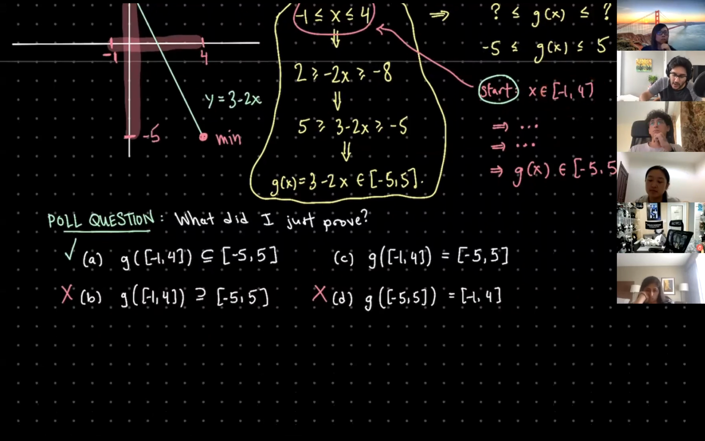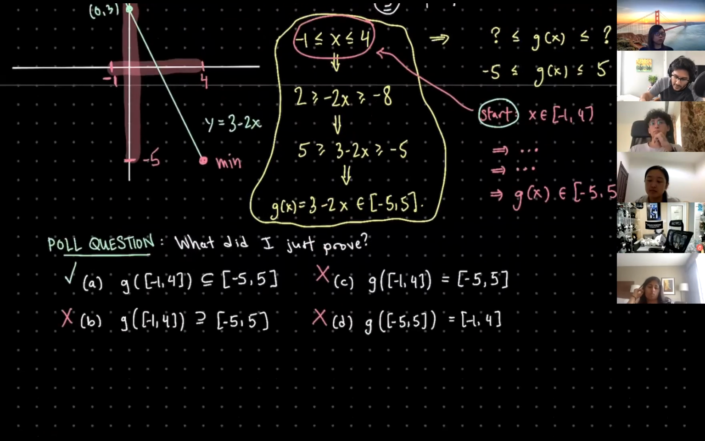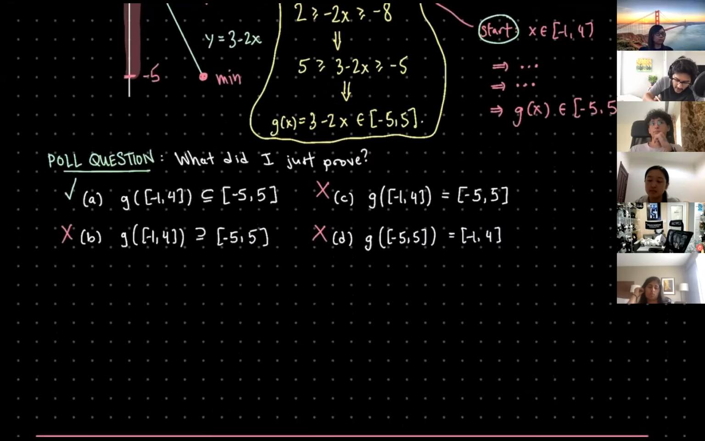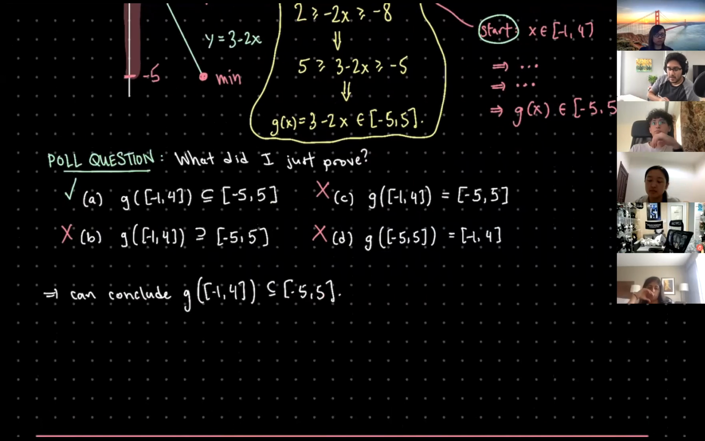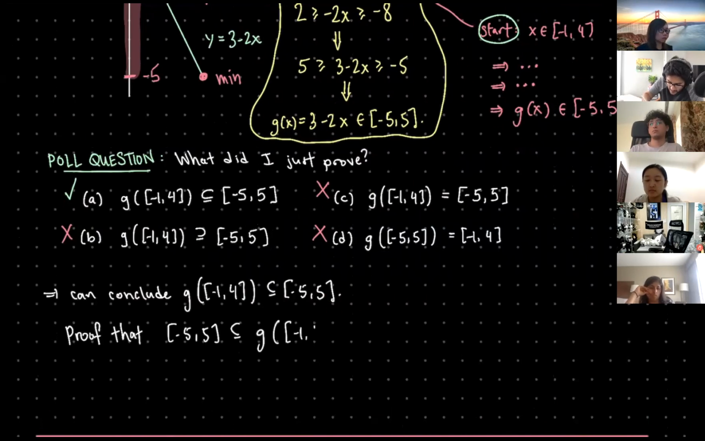So while the way I wrote up my work didn't prove C, I can use the same work to also prove C. So we can conclude that g of negative 1 to 4 is contained in negative 5 to 5. Okay. Now let's try the other way. Let's try to prove the other direction, that negative 5 to 5 is contained in g of negative 1 to 4.